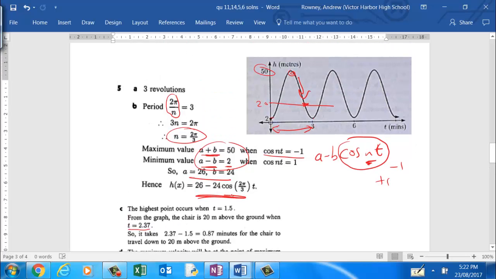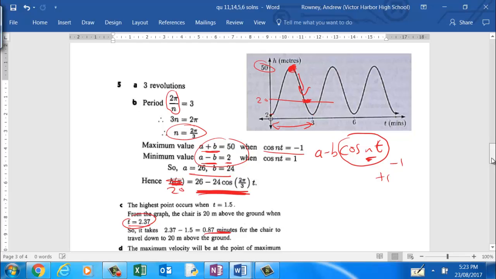You could get that from the graph. You could punch this into the graphics calculator and put y equals 20 and intersect it, or you could make this 20 and solve algebraically for time, and you get this value. So you take the difference between them, that's the time it takes to travel from 50 up the top down to 20. It's the difference between those two times.